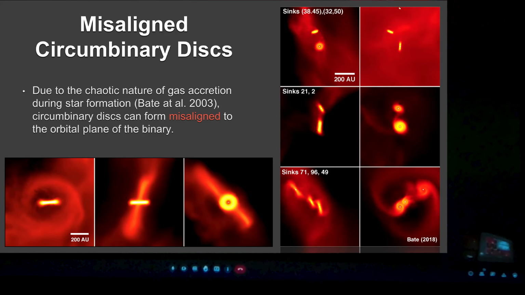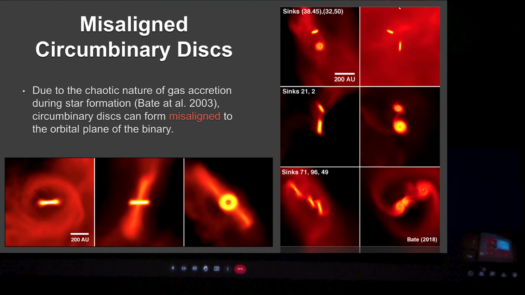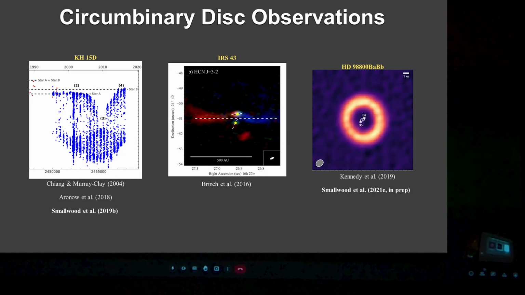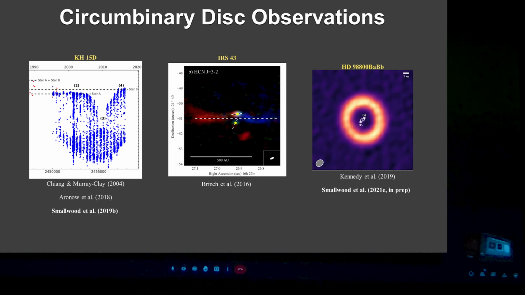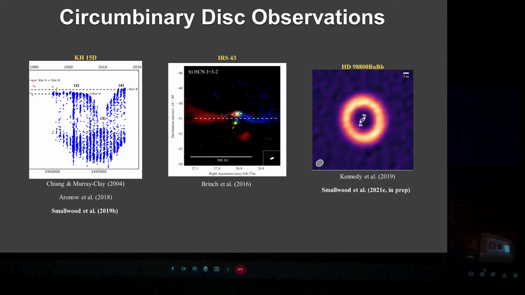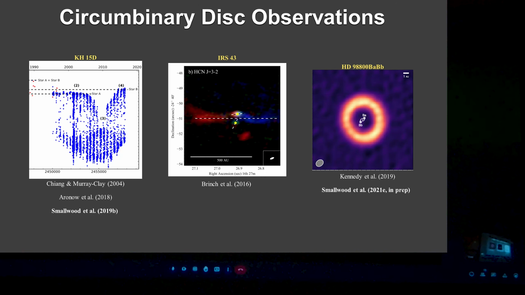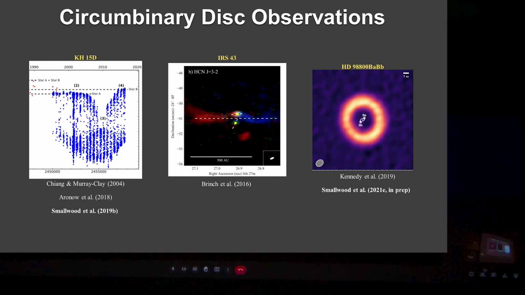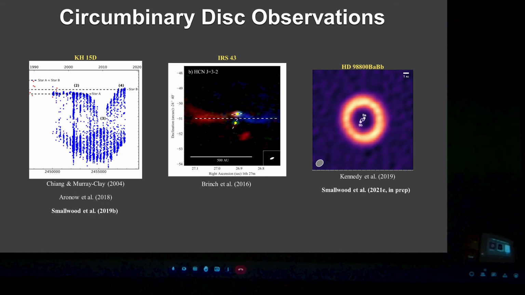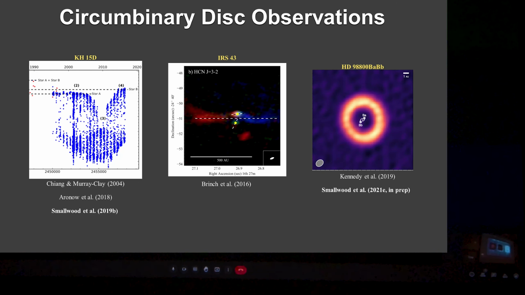So when we look at observations of these circumbinary disks, I've just shown three cases for example. For Cage 15D, this circumbinary disk is inclined by 15 degrees relative to the binary orbital plane. RS-43, you can see it's a nice image here. We see the large circumbinary disk in this long horizontal line is inclined by 60 degrees to the binary plane. So it's a very highly inclined system. And we also see disks around each individual star. So in this case, we have three disks in this system, and each of the three disks are misaligned to the binary plane.